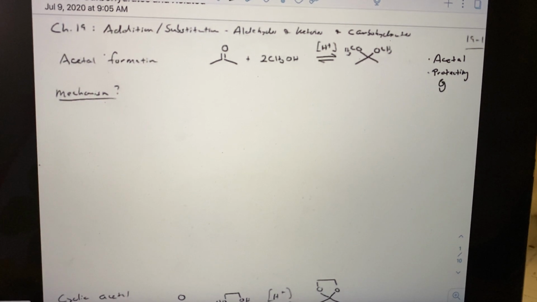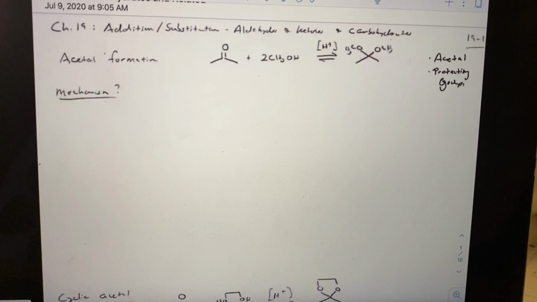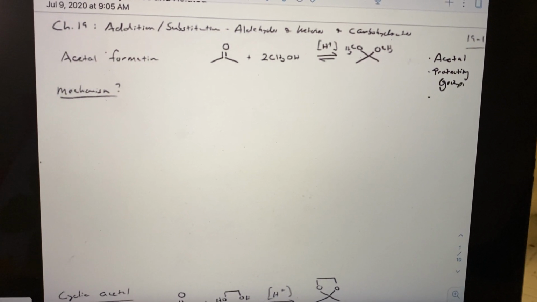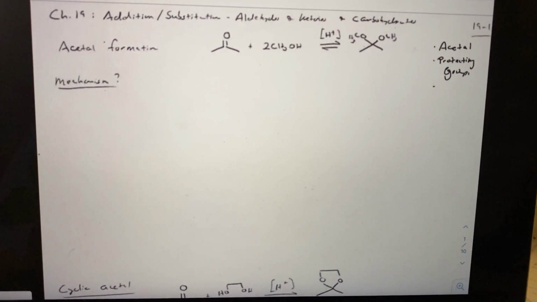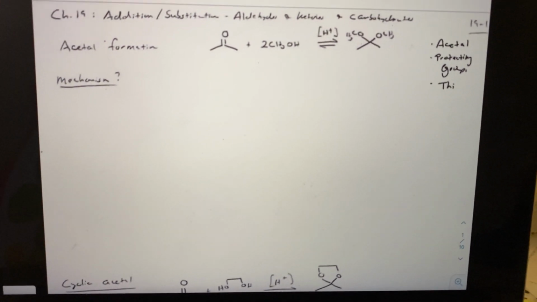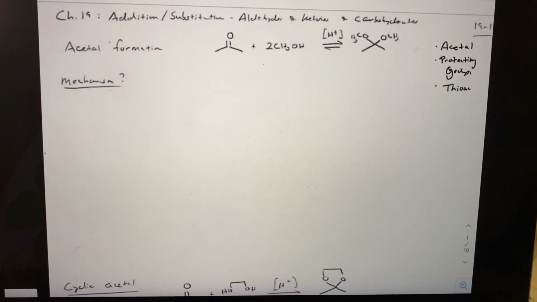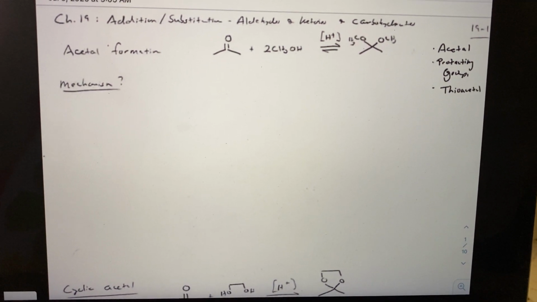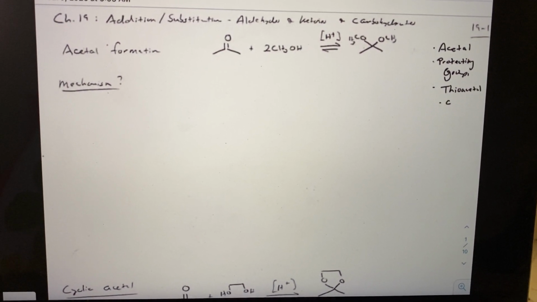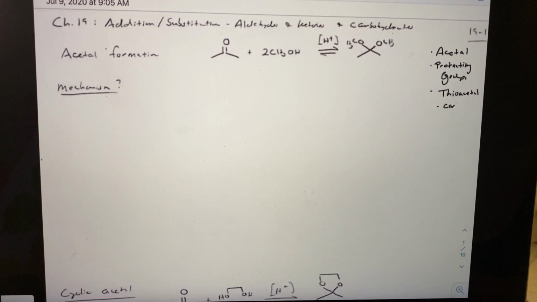So we've already seen this silyl protecting group. It's a weird G, but we'll just go with it. We're going to see the sulfur equivalent, which is known as a thioacetal. And then last, for next week, carbohydrates.